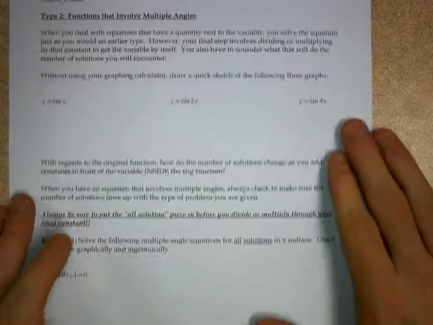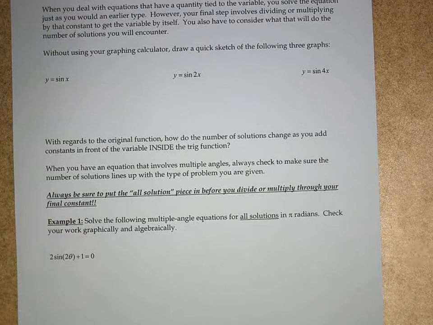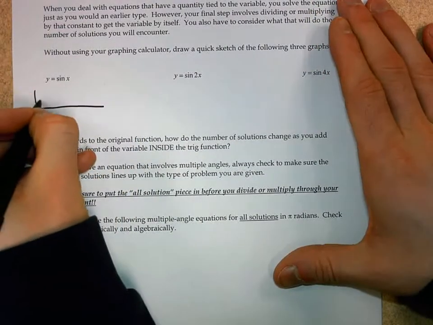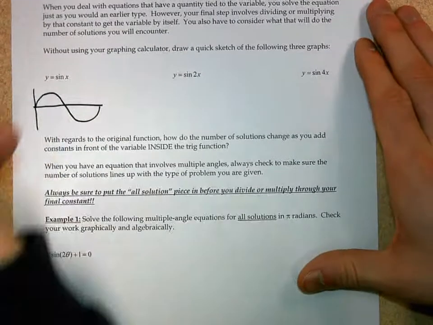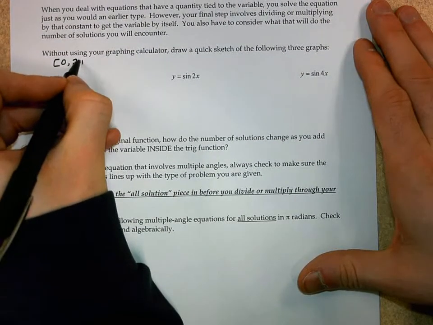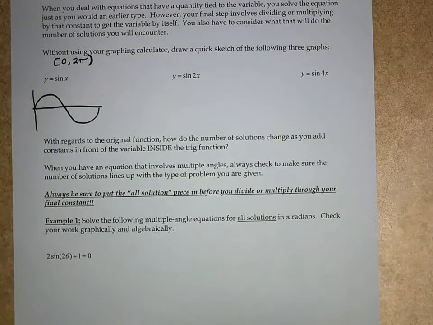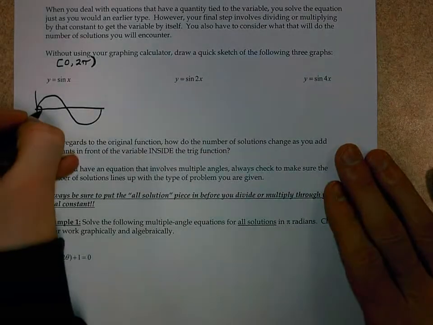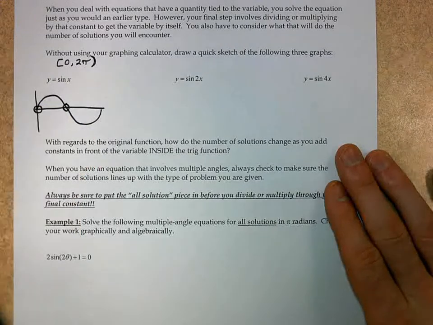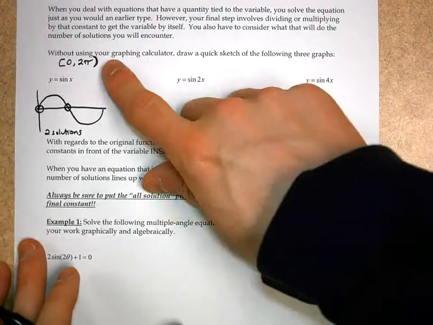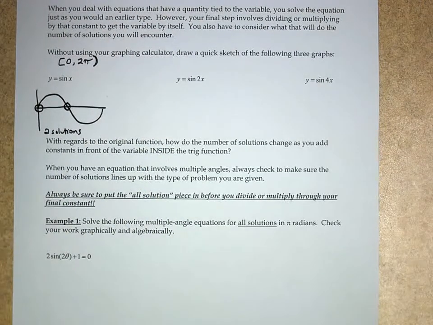So before we look at that, let's draw a quick sketch of these three graphs: sine of x, sine of 2x, and sine of 4x. We know the sine of x from 0 to 2 pi, and we're just going to do this from 0 to 2 pi for each of these, not including 2 pi, is a hill and a valley for sine. If I look at the number of solutions, I've got one spot where it crosses the x-axis there, and one spot where it crosses the x-axis there. So I get 2 solutions. Remember, since I've got this parenthesis here, I'm not going to include the piece that's at the end.